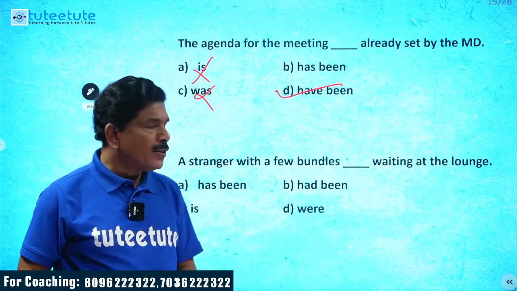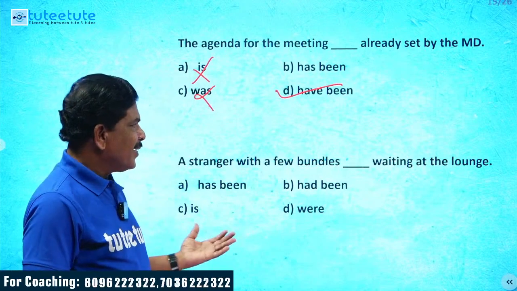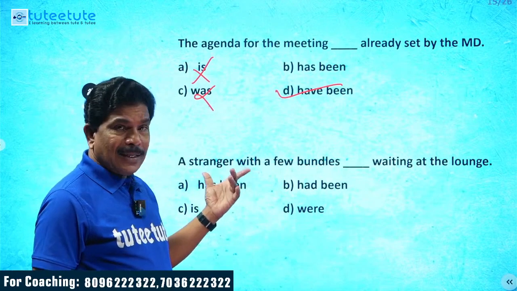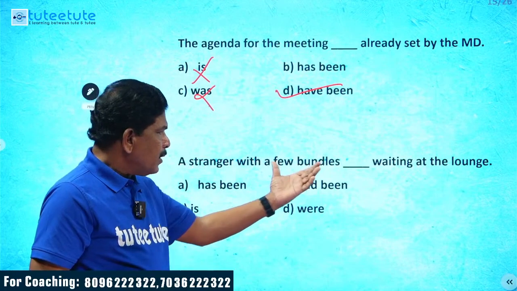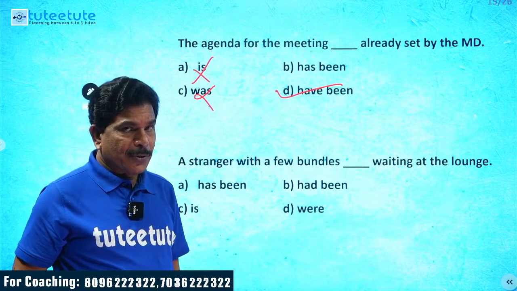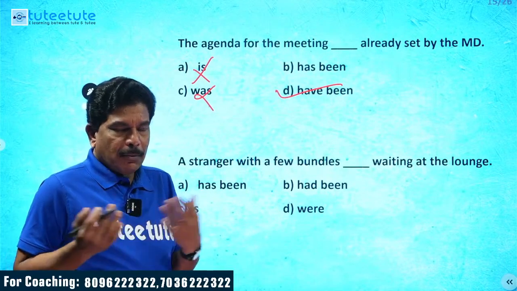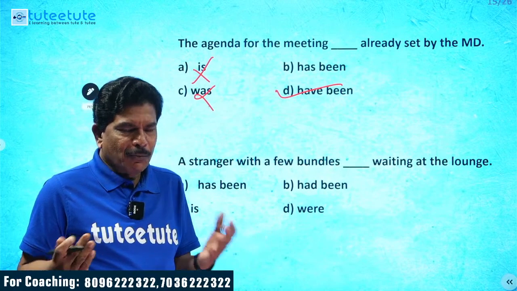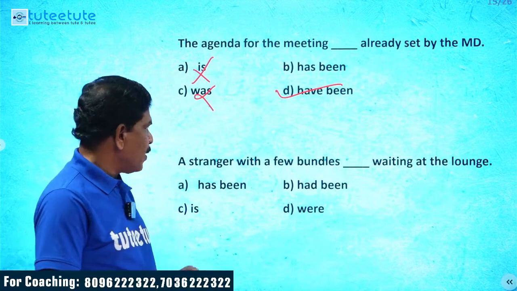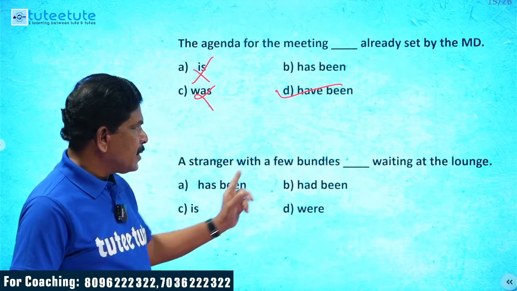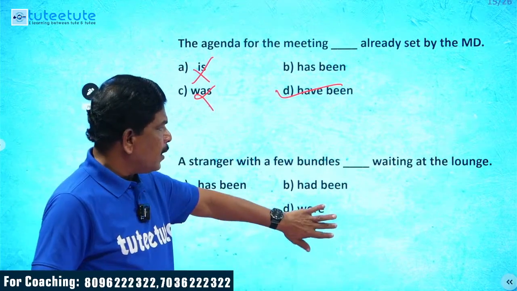Here, a stranger with a few bundles dash waiting at the lounge. Yes, is it singular or plural? A stranger with a few bundles. Bundles or a stranger. Which is the actual subject? We know the actual subject is the stranger. He is carrying a few bundles. Few bundles don't do anything. Few bundles is not the subject. Therefore, a stranger is the subject. A stranger is waiting at the lounge.